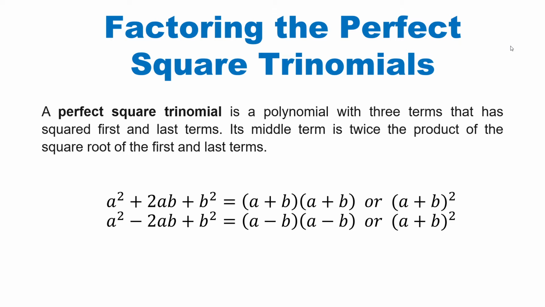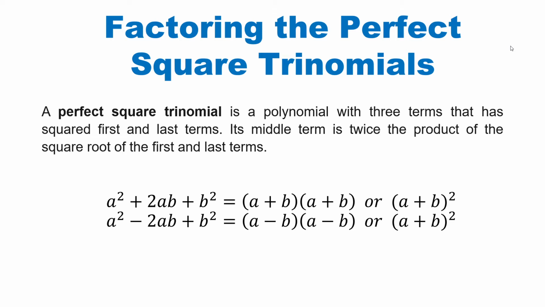A perfect square trinomial is a polynomial with three terms that has squared first and last terms. Its middle term is twice the product of the square root of the first and last terms. So, yun yung ating mga kailangan na condition para magamit natin ang factoring method na ito.